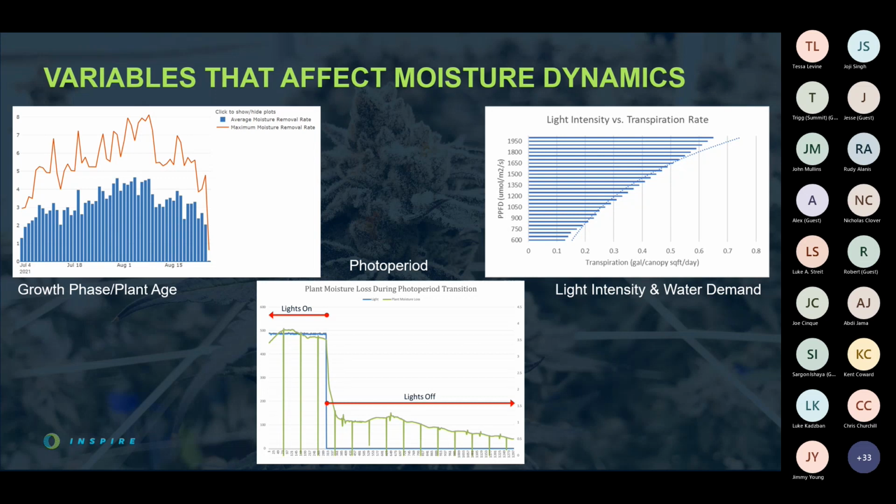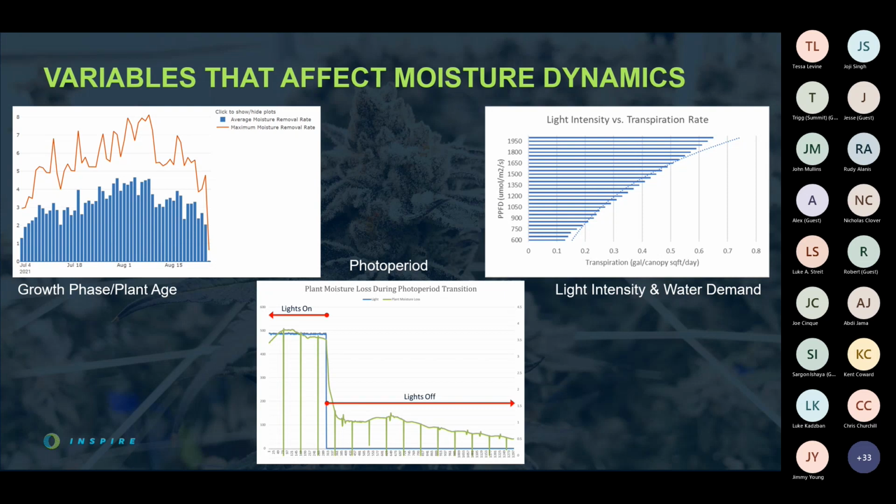So for example, growth phase and plant age on the upper left. As plants grow and get bigger, their water demand increases and they transpire greater volumes of water into the space. Transpiration rates can increase almost 40 to 50% over the course of a flowering cycle. So this is where variable capacity HVAC systems with modulating components and the right control sequences become really important so that you don't overcool or over dry the space during partial load scenarios.